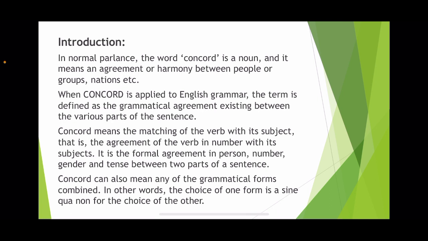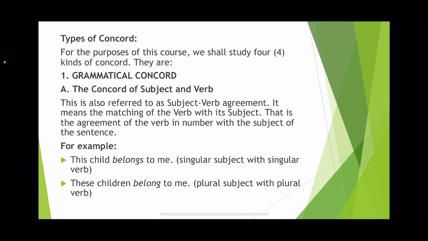It is the formal agreement in person, number, gender, and tense between two parts of a sentence. Concord can also mean any of the grammatical forms combined. In other words, the choice of one form is a sine qua non for the choice of the other. Now let's go to types of concord. For the purposes of this course, we only study 4 kinds of concord.